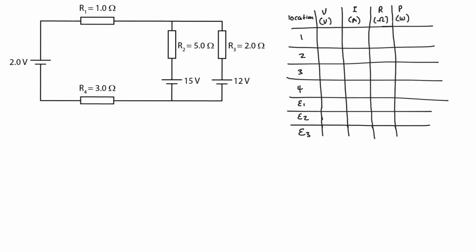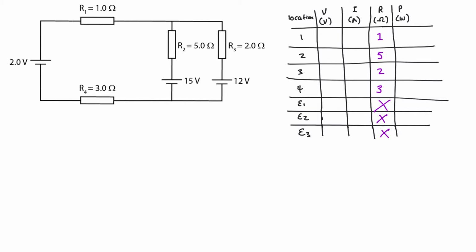So resistor 1, or location 1, has a resistance of 1. Resistor 2 has a resistance of 5. 3 has 2, 4 has 3, and we're going to assume that there's no internal resistance in these batteries, so I'm just going to remove these. And I know the potential differences across the batteries here. So the EMFs here, E1.